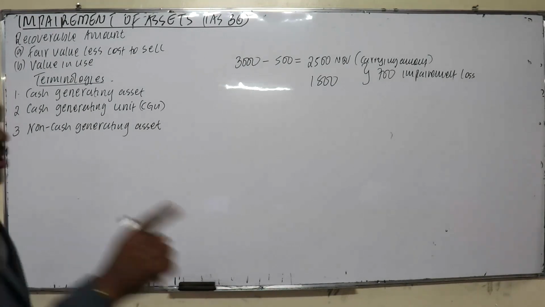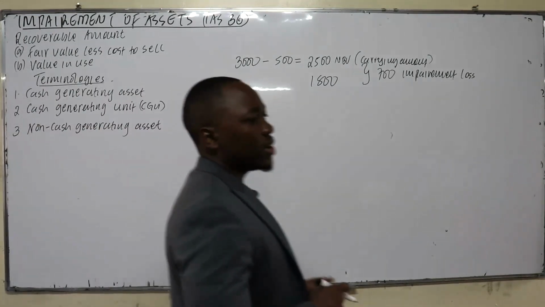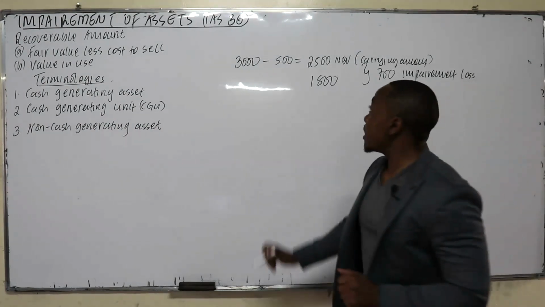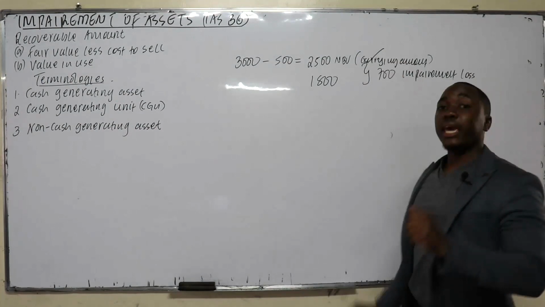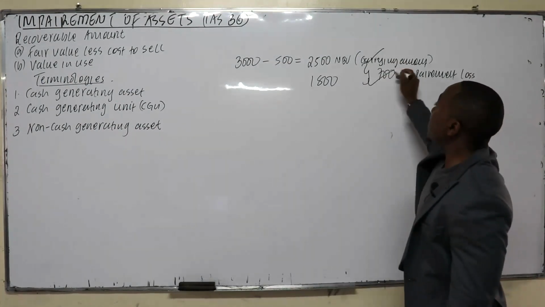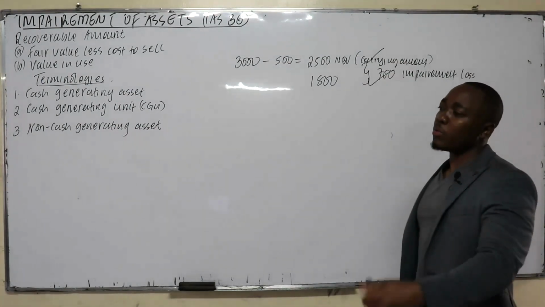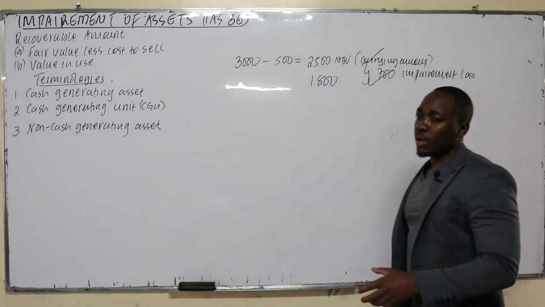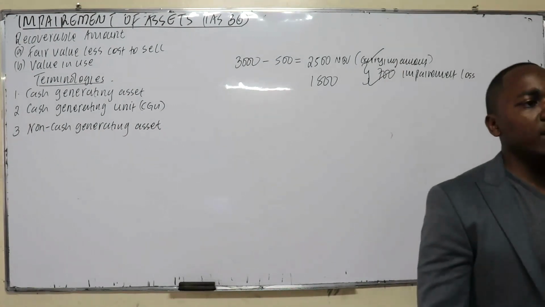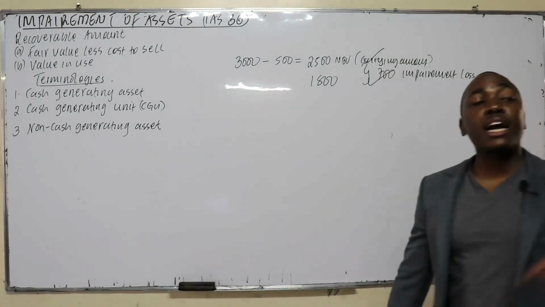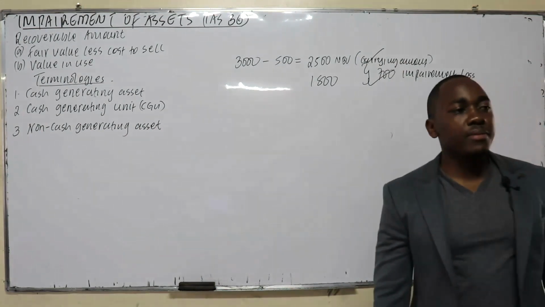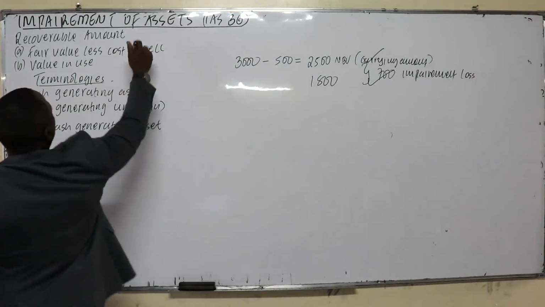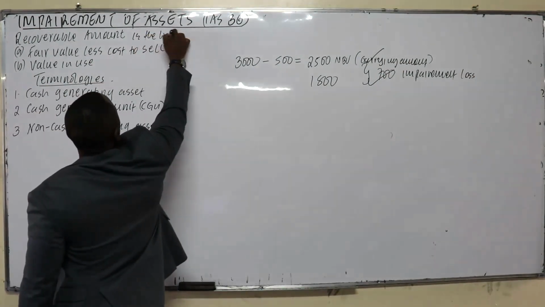Can you go back to the definition? It says that an asset is said to be impaired when the carrying amount exceeds the recoverable amount, the maximum you can recover now from the market. And what is carrying amount? It is the amount of an item shown in the financial statement. What about recoverable amount? Recoverable amount is the higher of.